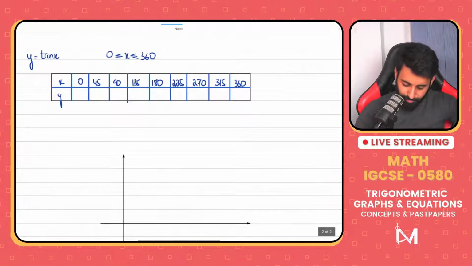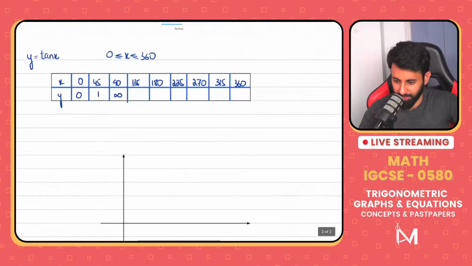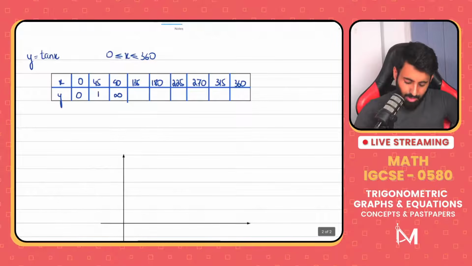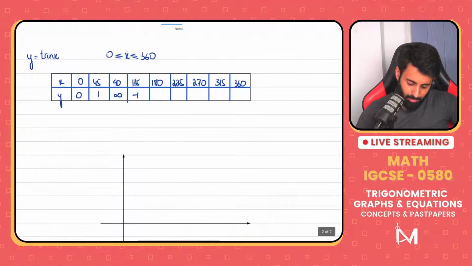Okay, now. So if you plug in 0, you'll get 0. If you plug in 45, you'll get 1. Now, if you plug in 90, here's something interesting that happens. You get something called a math error, which we'll call infinity for now. Okay. If you plug in 135, you get -1. If you plug in 180, you get 0. If you plug in 225, you get 1 again. If you plug in 270, you get infinity. 315 -1, 360, 0 all over again.